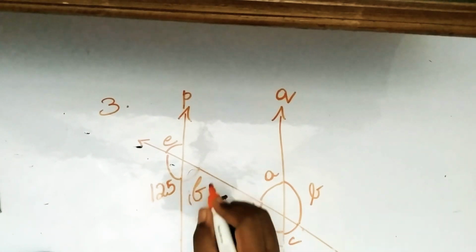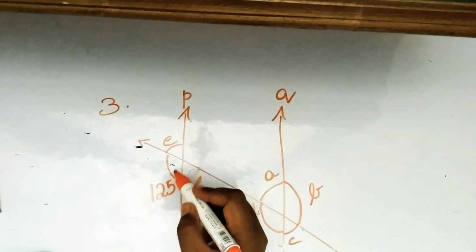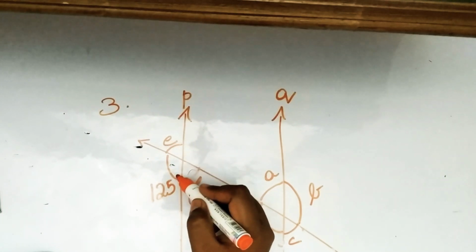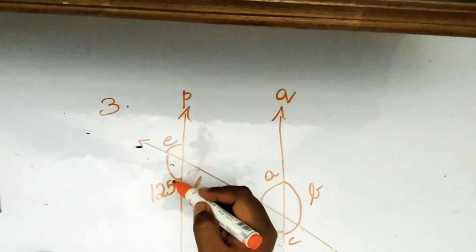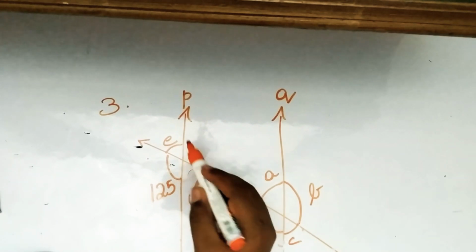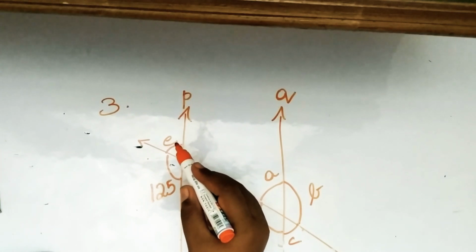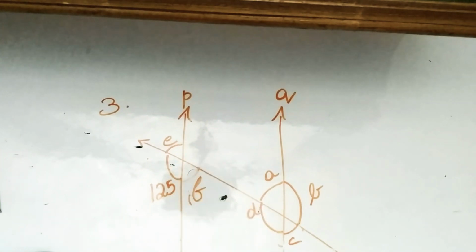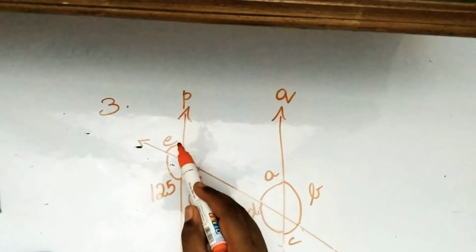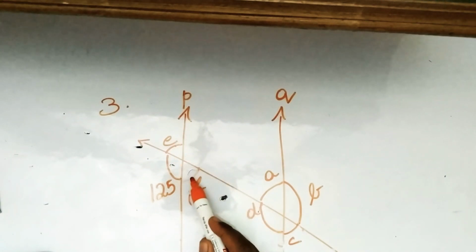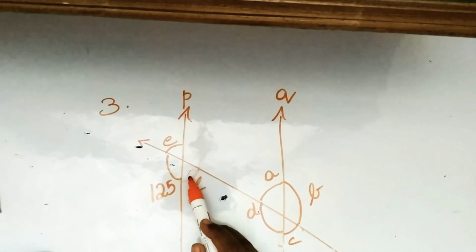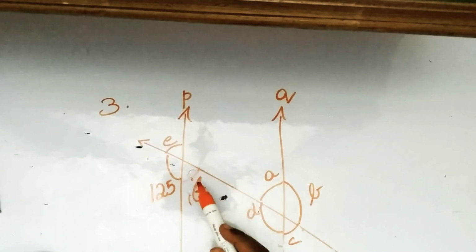Now the first one is 125 and angle E. They make a linear pair. So you can state that angle E plus 125 is equal to 180 degrees and calculate angle E. Now you will get angle E as 55 degrees. Now the second thing that you can use is that angle E and angle F are vertically opposite angles. They will be the same. So you can state angle F is also equal to 55 degrees, right? Because they are vertically opposite.